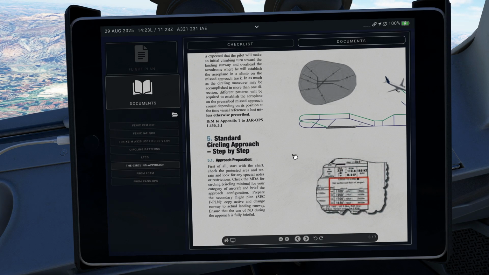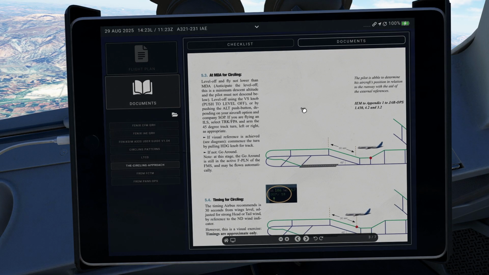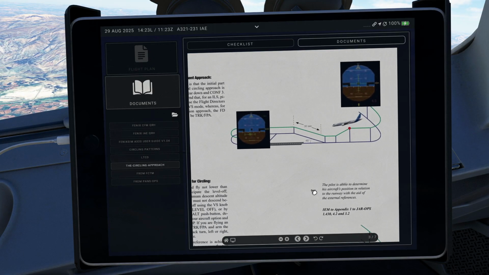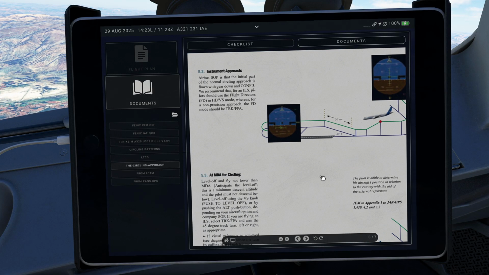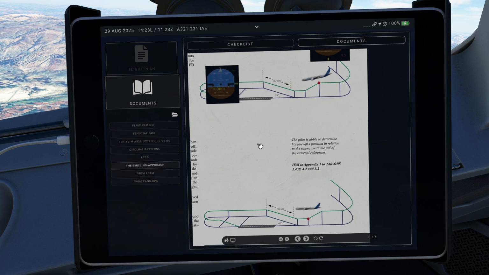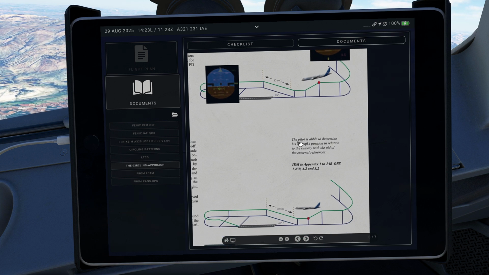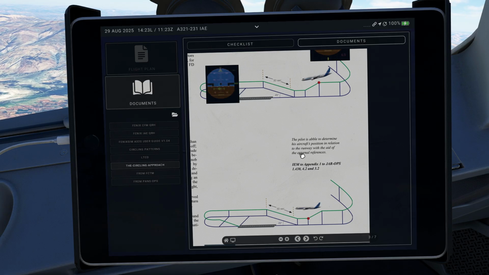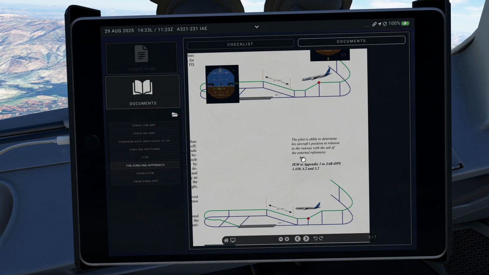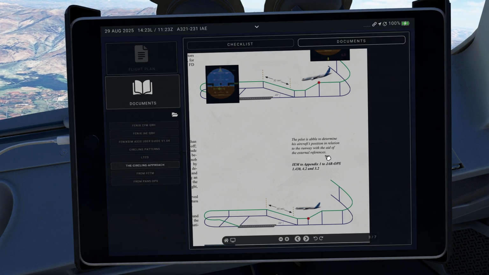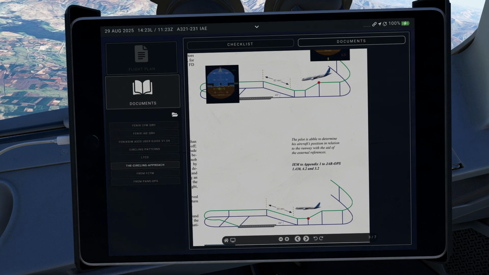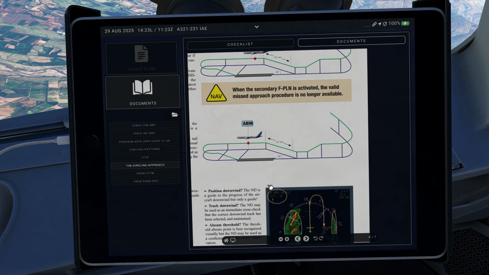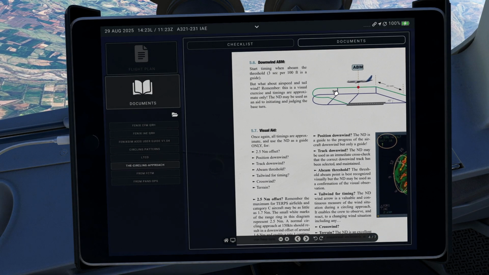But as a next item, we talk about the timing, but we should fly in config 3 with the landing gear down and also the FS speed that is already covered. The pilot is able to determine his aircraft position in relation to the runway with the aid of the external references, and the navigation should be selected as an advisory.